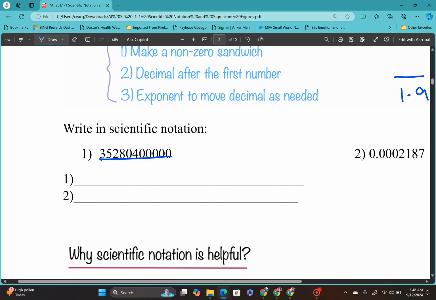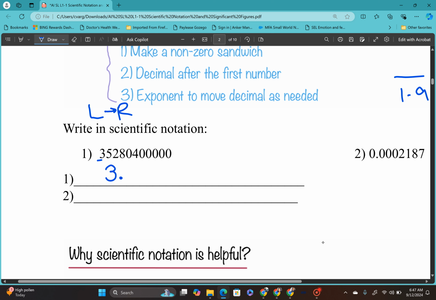So when we look at this number right here, what we want to do is see what's the first number from left to right. We always want to go from left to right. And we want to see the first number that we have that's between 1 and 9. So I can look at the first number, and that's 3. So I'm going to put a 3 down.